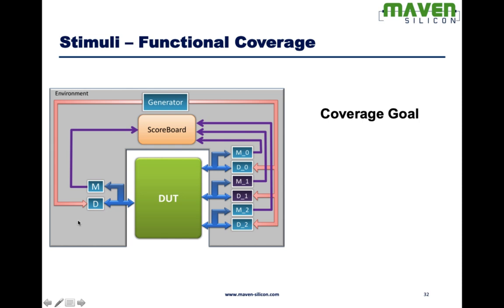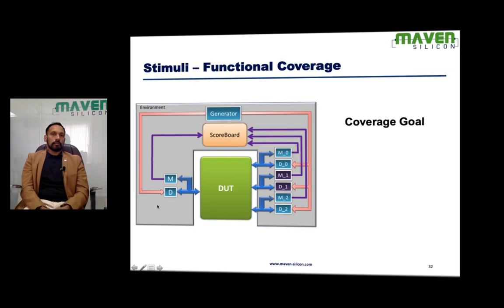Now let's discuss constraint random coverage driven verification. Look at this example. This is the DUT. It's a router. It has an input channel and it has multiple output channels. Whatever packet we send to the router, based on the address, the packet will be sent to one of the output channels. That's how the router works. It has one input channel and 3 output channels.